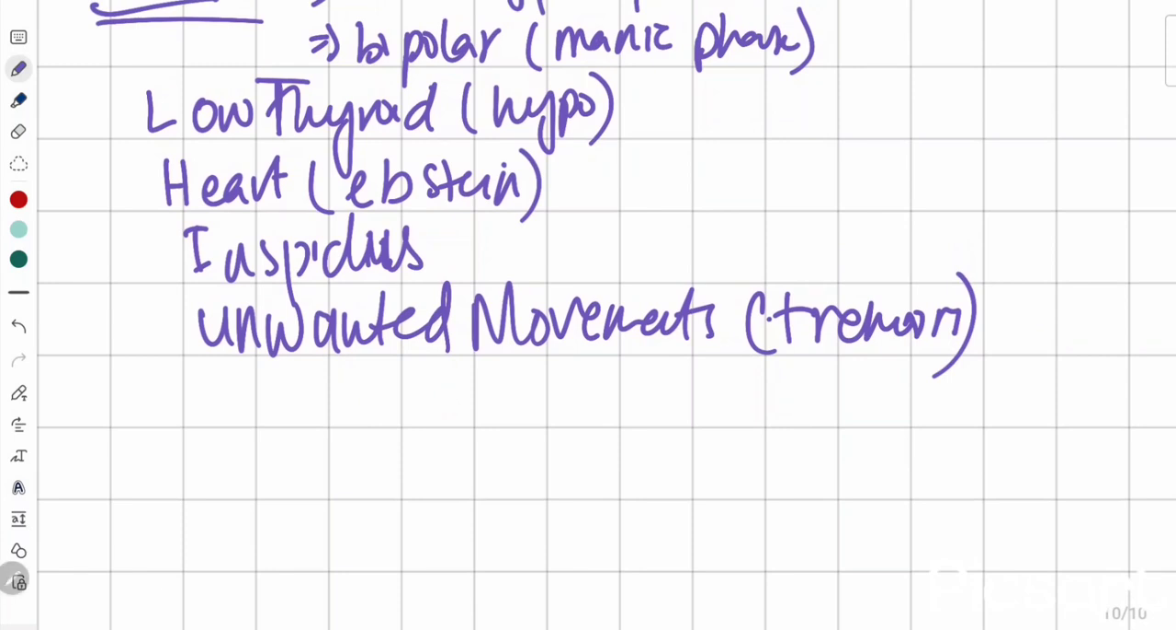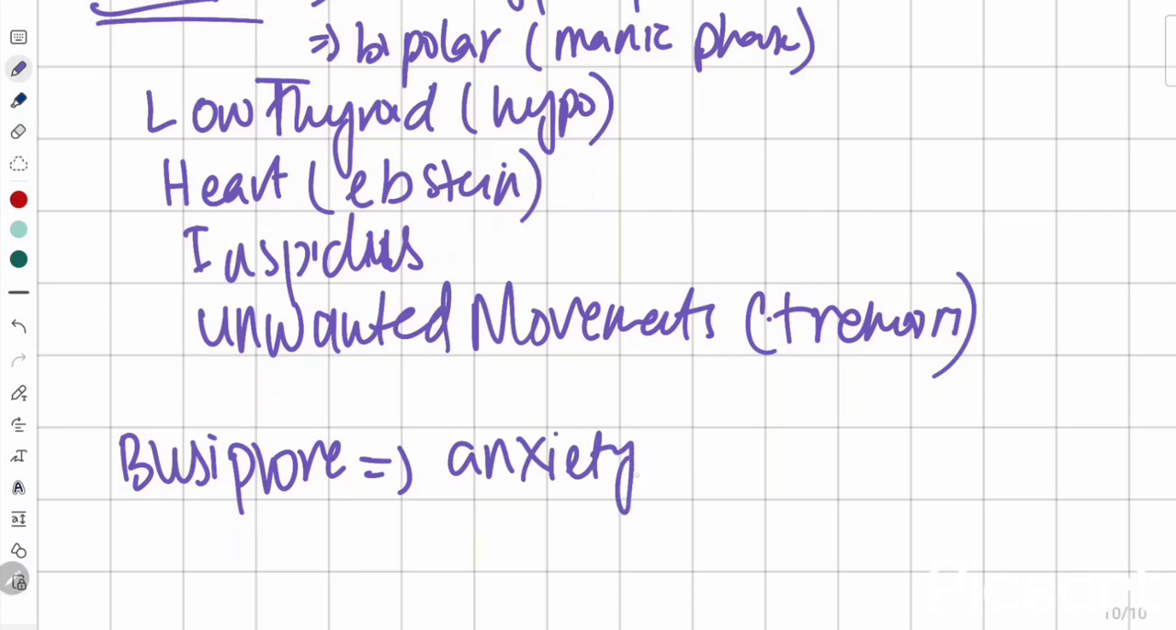And that is it for lithium. And next is buspirone. Buspirone is given for anxiety disorders, and it is a partial 5-HT receptor agonist. Okay.